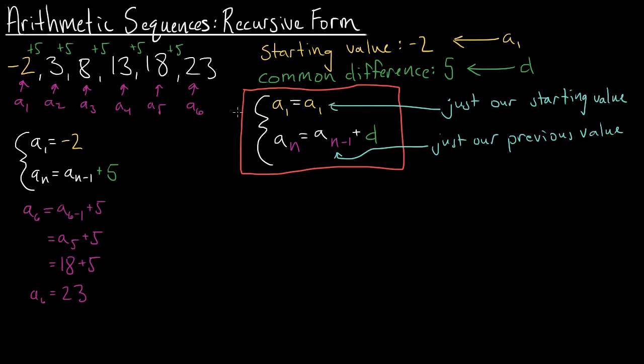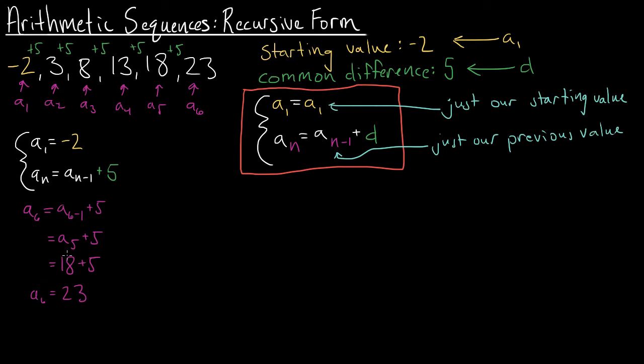And if, let's say, we wanted to know what a sub 20 was, well, with this setup, we would have to know what a sub 19 is and a sub 18 and so on and so forth in order to work our way backwards to this starting value. And so let's work a few examples of this.